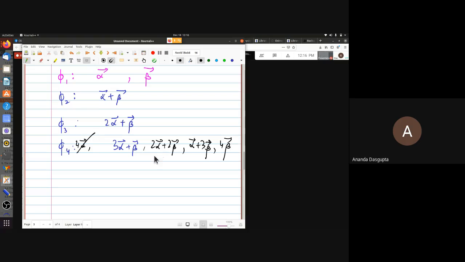I can easily eliminate all of these. These are multiples of roots, so can't be roots. Because alpha plus beta is a root, 2 alpha plus 2 beta cannot be. And this is not a root because you cannot shift alpha in the direction of beta more than once. So even at phi 4 level, we have only this. Okay. But what about phi 5? Can we go further?